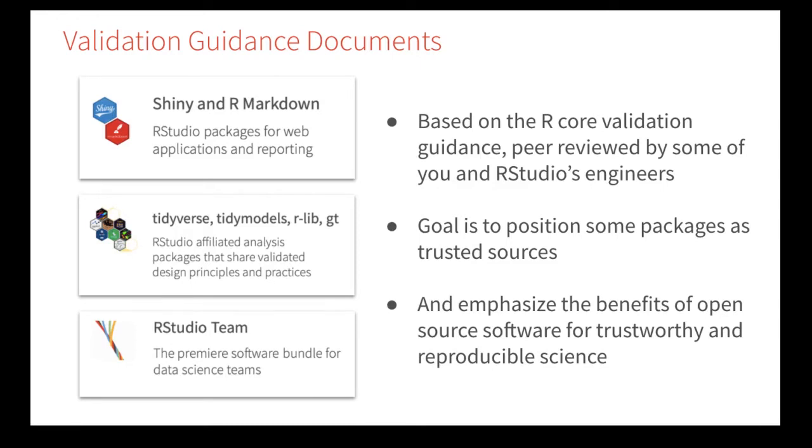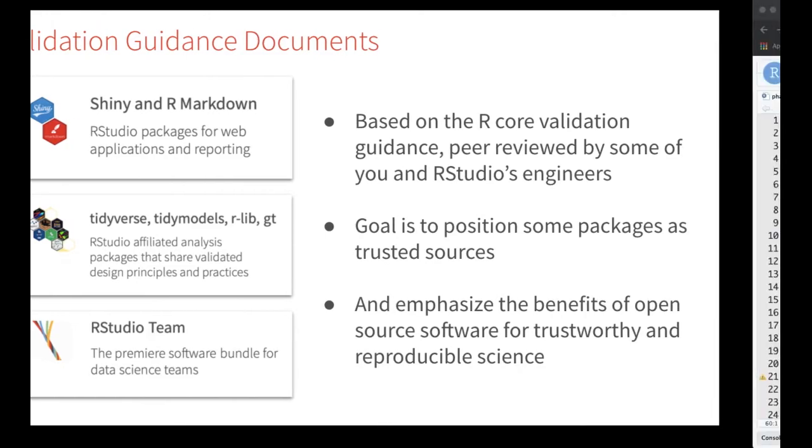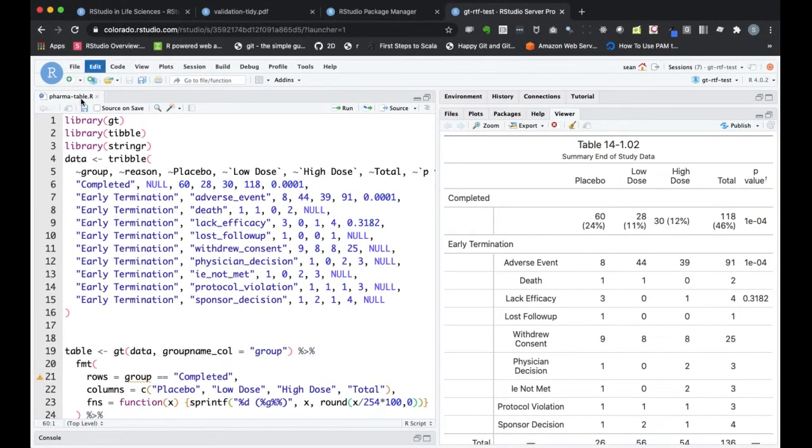And also, the document lays the groundwork for emphasizing, in general, the benefits of open source software, how to think about validating open source software, and really to underscore just how important open source software is for trustworthy and reproducible science. You can find these documents on the RStudio website.